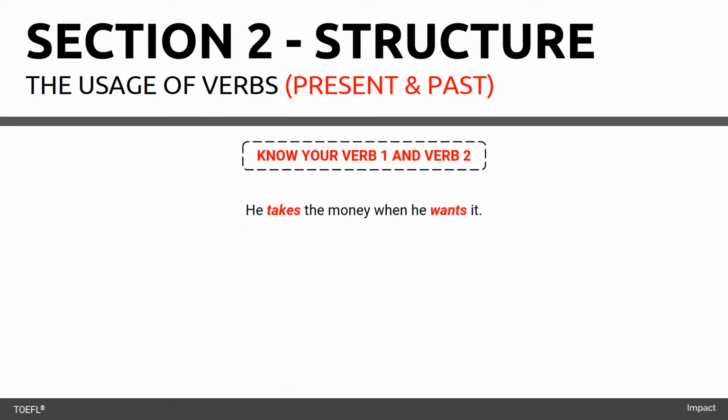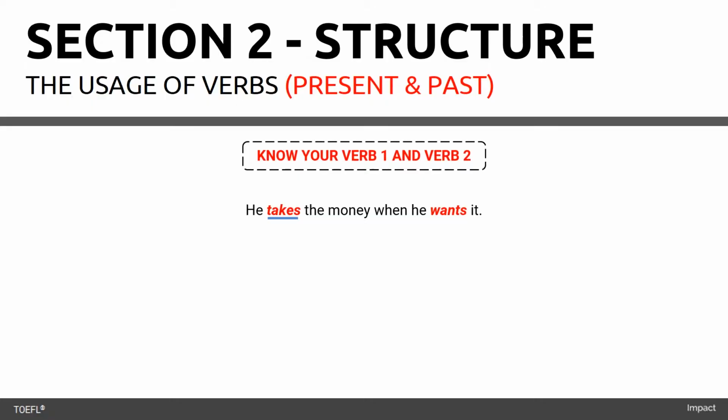He takes the money when he wants it. He takes. Takes is verb what? 1 or 2? 1, correct. And wants is verb 1 also. You need to be consistent. If the sentence is in present form, then everything needs to be in the present form.